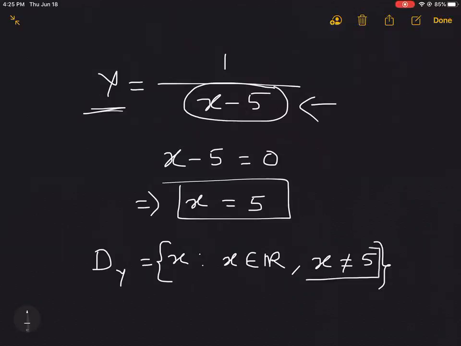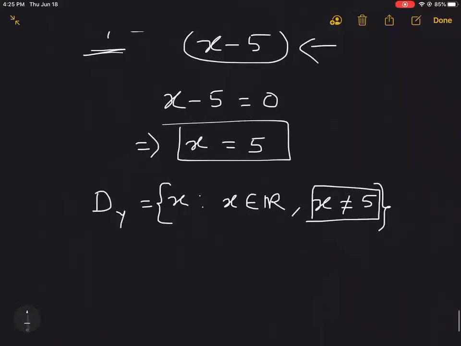So this clearly indicates that you are not taking 5, but everything else is your domain. And if you want to write using interval notation, we can start from negative infinity. We can't really take 5, so we'll go up to 5. We'll stop there, we'll not include it.